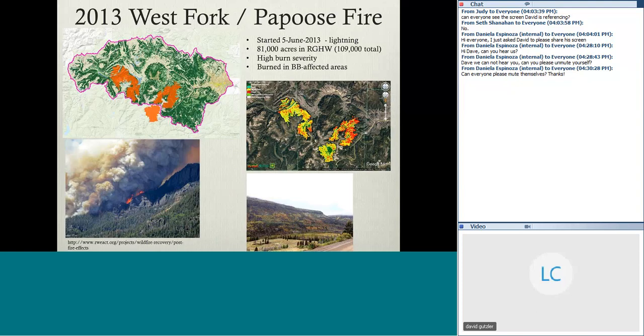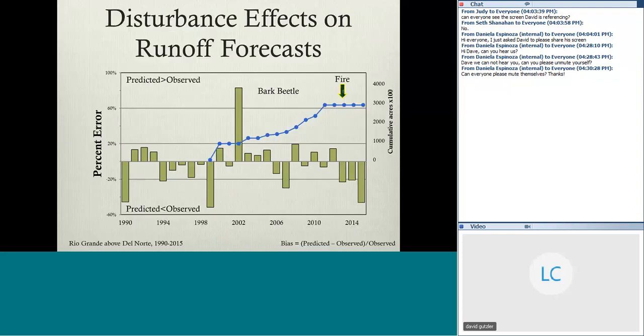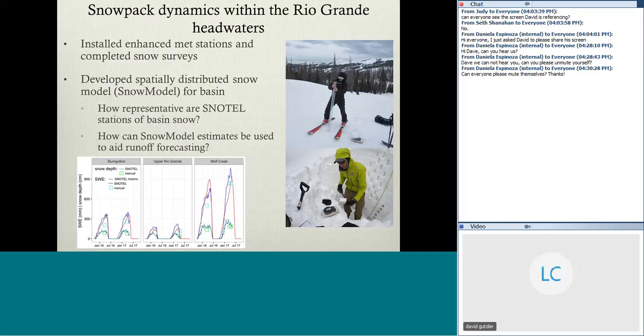What about fire? So there was a large fire in the watershed in 2013, the West Fork Papoose Fire, and it burned 81,000 acres, some of it fairly intensely. If we add that to our plot of the water supply errors, we can see that starting in 2013, when the fire happened, the predictions were less than what was observed. In other words, we were getting more streamflow than was predicted by the regression equations that the NRCS uses.